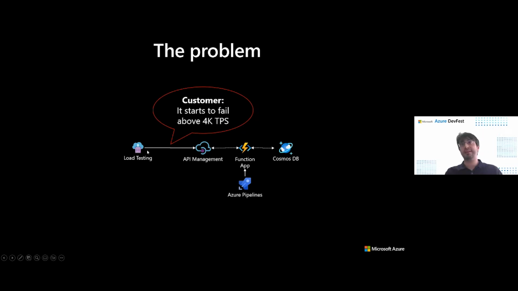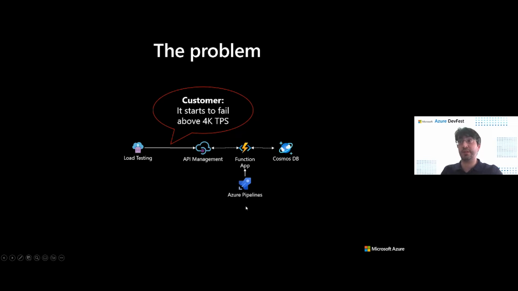So they had the good practice of load testing before going live. And the problem was that the load testing was failing and they were not able to go above 4,000, with the expectation of 20,000 transactions. A few remarks on this architecture that were shared with us by the customer were that API Management and Function App were on premium tier, and the load testing was performed with JMeter, Azure Container Instance, and a Terraform script.